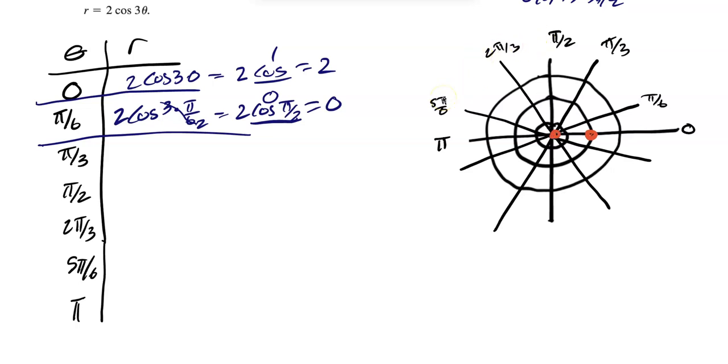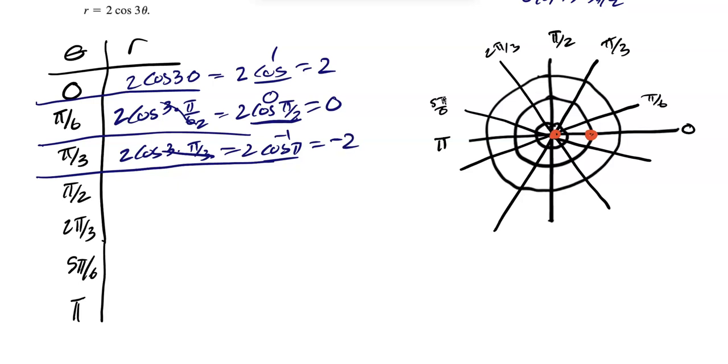Okay, next one. 2 times cosine of 3 times pi over 3. Those reduce, and you get 2 times cosine of pi, which is negative 1, so negative 2. So we have pi over 3. So at pi over 3, we're going to go negative 2. So in this line here, we're going to go negative 2. So right now my graph's kind of going like this.